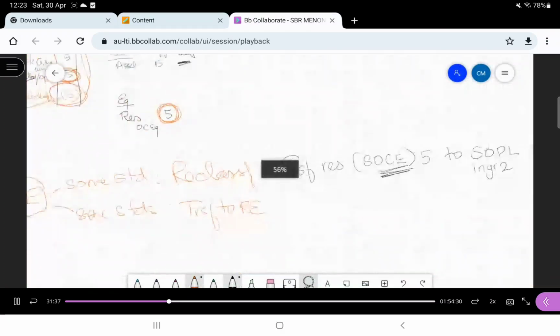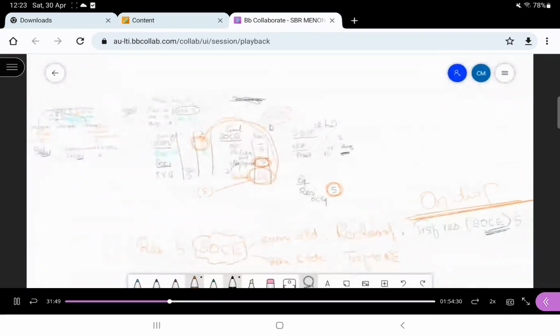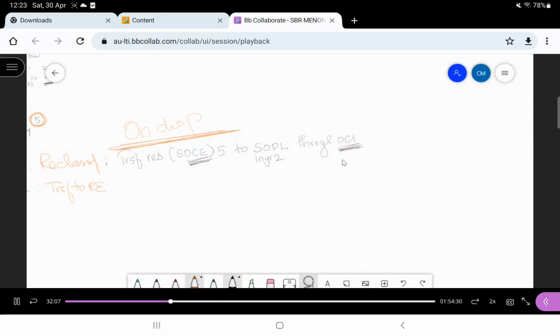So reclassification, if I ask you, hey, what is reclassification? Very, very important: on disposal. Don't forget that word. We only do this on disposal. The cumulative gain in SOCE, the reserve, whichever reserve, the cumulative gain is transferred from SOCE to the SOPL through the OCI. So reclassification, I tell my students, remember it like this, one statement to another. We are moving it from one statement to another, meaning SOCE to SOPL.